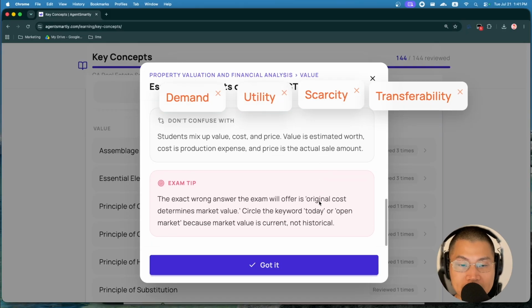For the exam tip, the wrong answer will offer you that the original cost determines the market value, which is no. Okay, once again, your cost may be just $100K, but people may want to pay $300K, $400K, even $1 million. That's just because people want it, right? And circle the keyword today, open market, because the market is current, not historical.